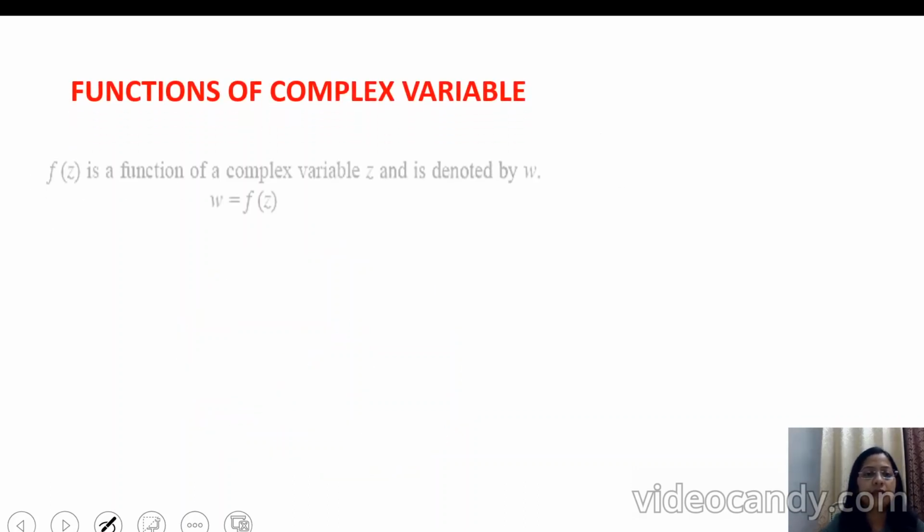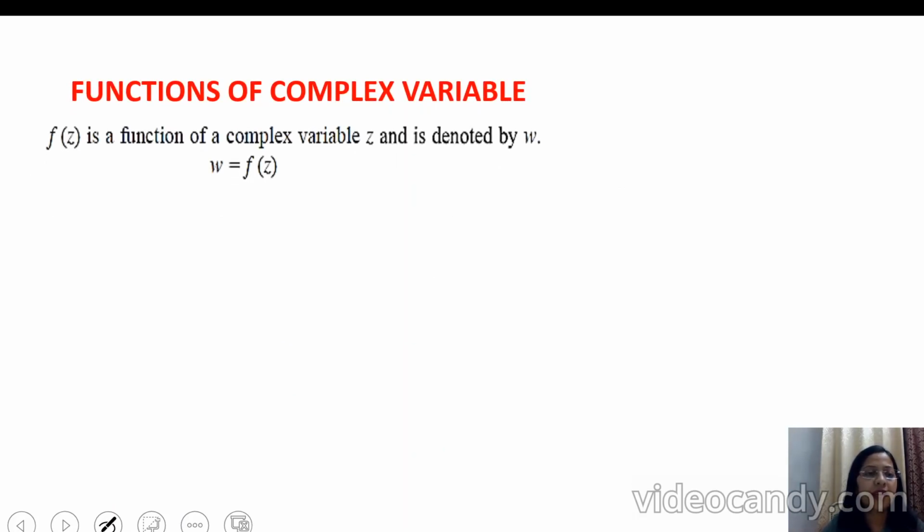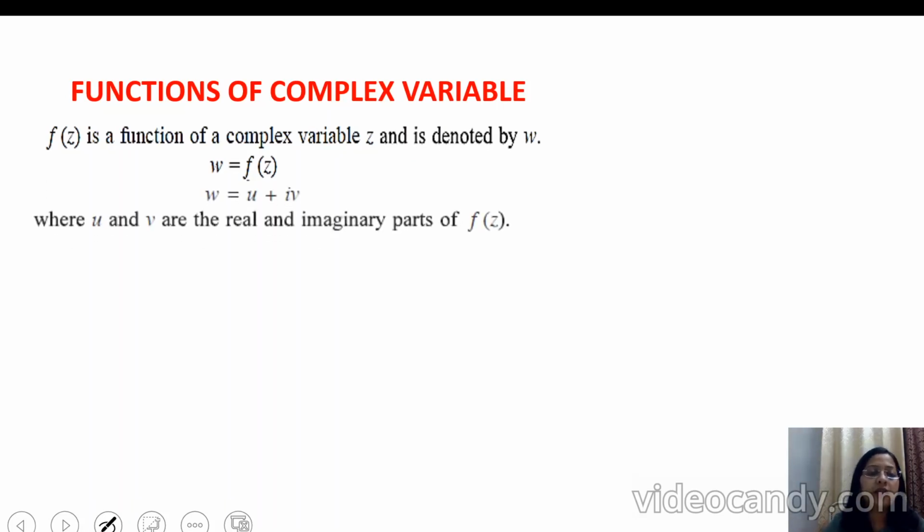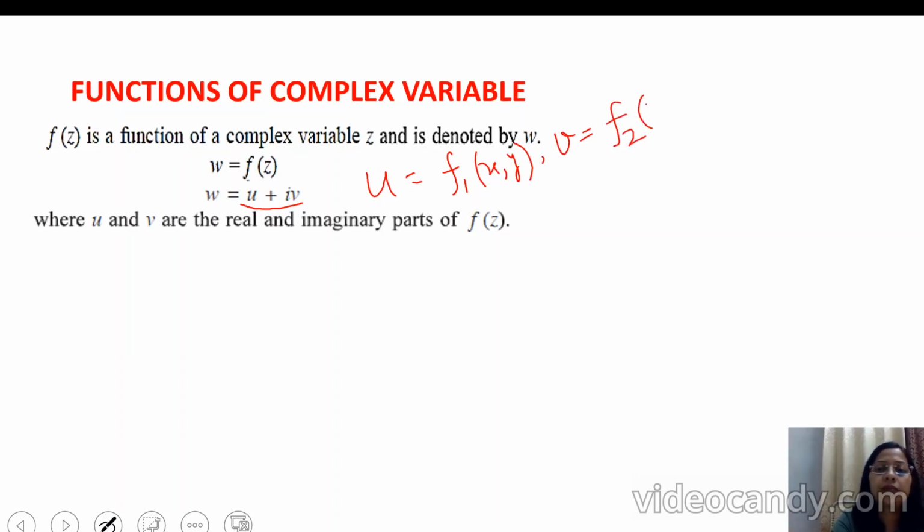Function of complex variables. I have already told you in the previous slide that if we consider any function of complex variable z, then we can write w as f of z. Since it is a function of complex variable, it can be written as u plus iota v, where u and v both are functions of x and y. So we can write this w as the combination of real and imaginary parts.